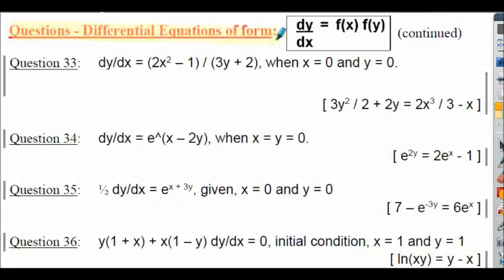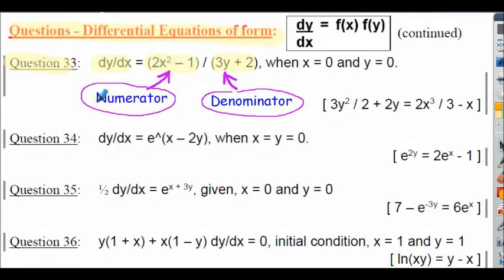Questions continued here, question 33 through to 36. So for question 33, dy by dx is equal to, in a bracket, 2x squared minus 1. And that's all divided by a second bracket here of 3y plus 2. I'm writing all these equations using one-line formatting, so that doesn't confuse you. It's a more concise way of writing the equation, but can be sometimes more difficult to understand. But basically this first bracket is the numerator, the top line on the right hand side, and this bracket here is the denominator, the bottom line on the right hand side.